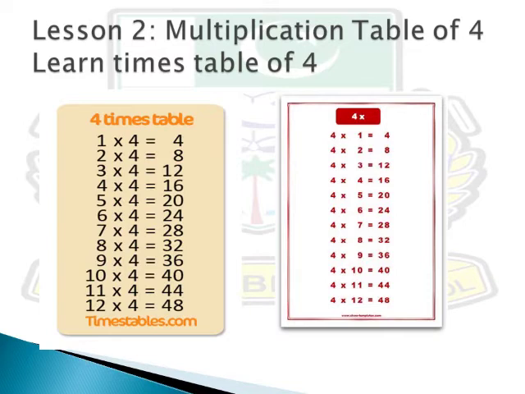Now 4 ones are 4, 4 twos are 8, 4 threes are 12, 4 fours are 16, 4 fives are 20, 4 sixes are 24, 4 sevens are 28, 4 eights are 32, 4 nines are 36, 4 tens are 40. Both procedures are the same, but their positions are changed.